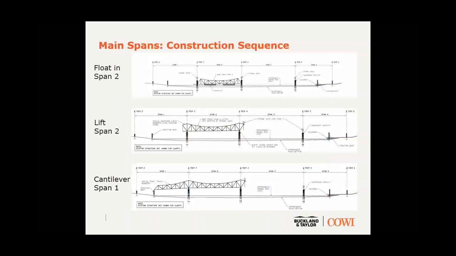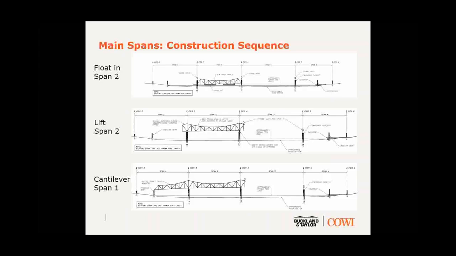Some diagrams to show you the basic construction sequence that was used for this 4-span assembly. The two river spans, the navigation spans, were constructed on barges against the Kentucky shore. Charlie will have more on this later.